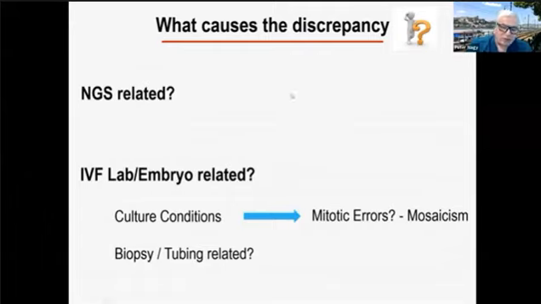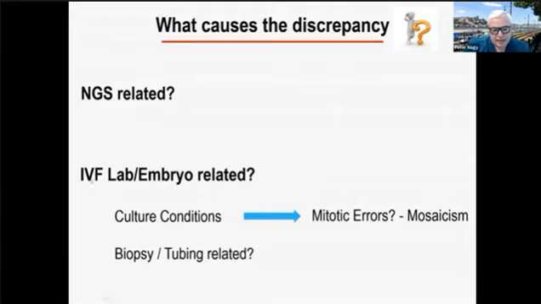Some would ask, okay, is it technique-related, NGS? And I'm not an expert. I'm an embryologist, so I'm not an expert on NGS. But if you talk with experts, Gary and others, they will say that this is a rock-solid technology, and I believe them. I think that's a great technology. So what else can it be?